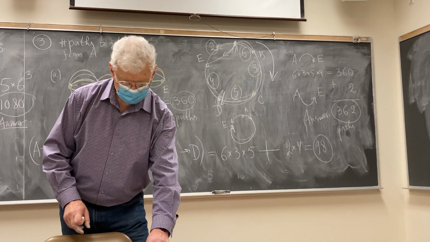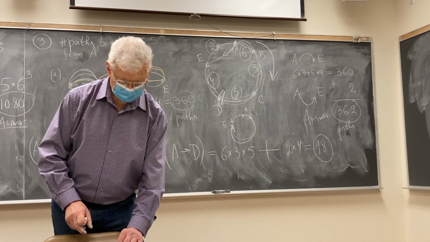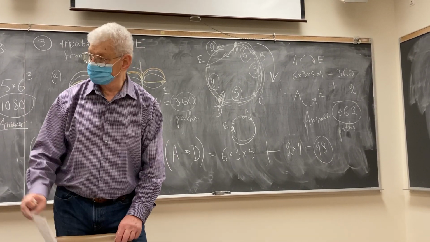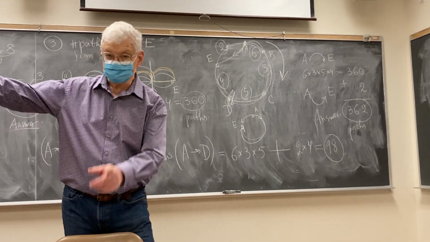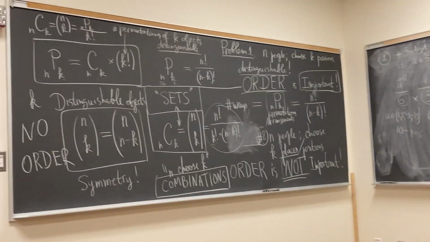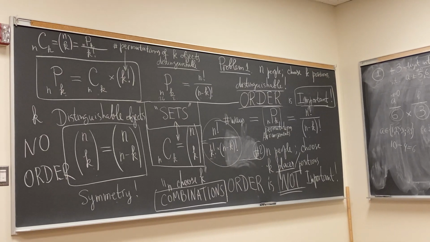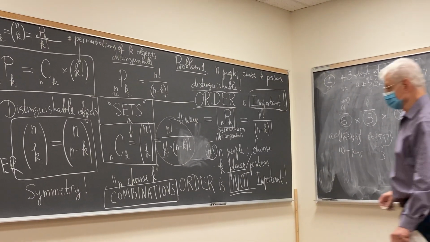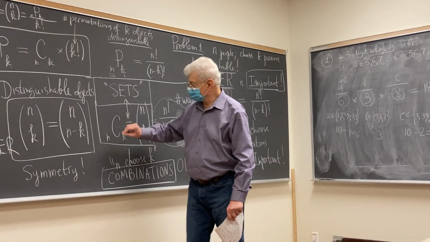Number 6. Now, the next important thing: if order is important, then you choose permutations. Otherwise, if the order is not important, then you use combinations.